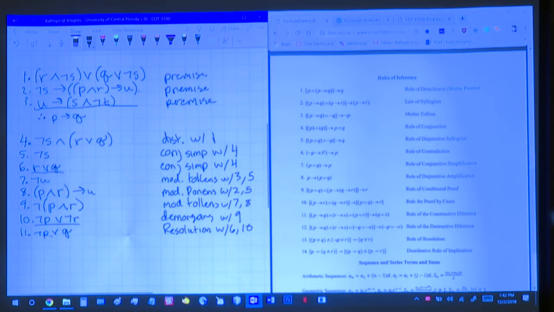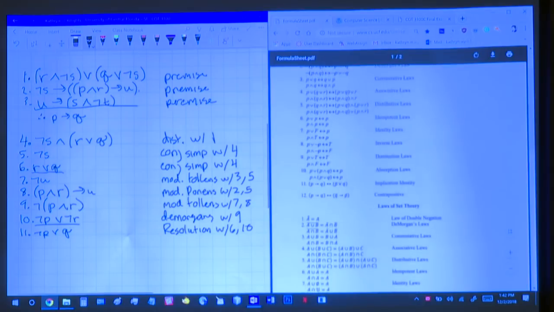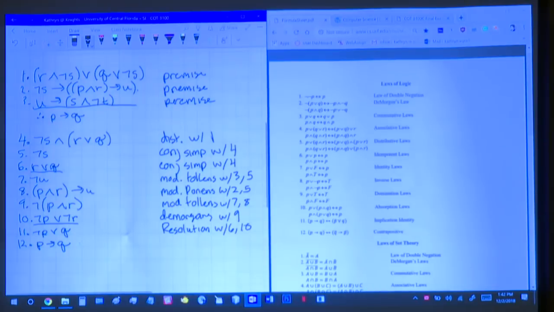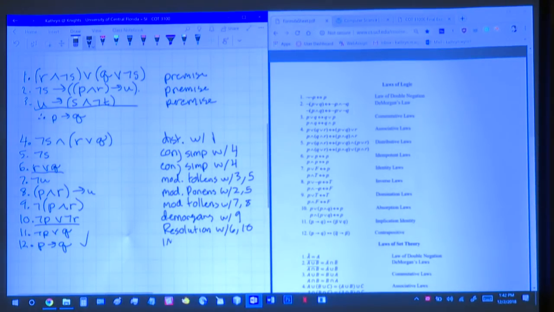And now this one is just our rule of implication, or implication identity right here. So not P or Q, that can be rewritten as P implies Q. And that's the end of that one. So implication with 11. Okay, does anyone have any questions about that one? It's a little bit longer than the first one, so.